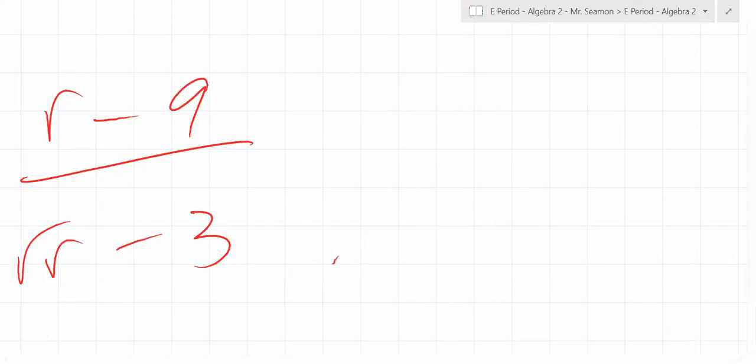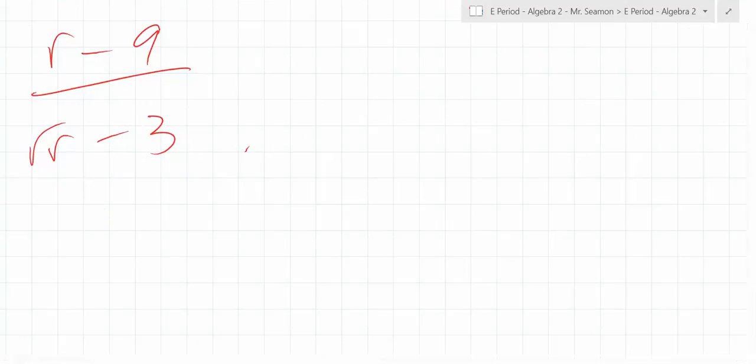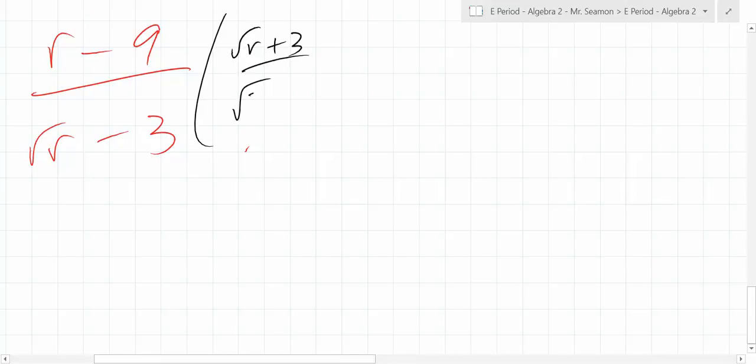What did you multiply by? The square root of r plus 3. Yes, and? Over the square root of r plus 3. Okay, say root r plus 3 over what? Root r plus 3. So you end up with r minus 9.